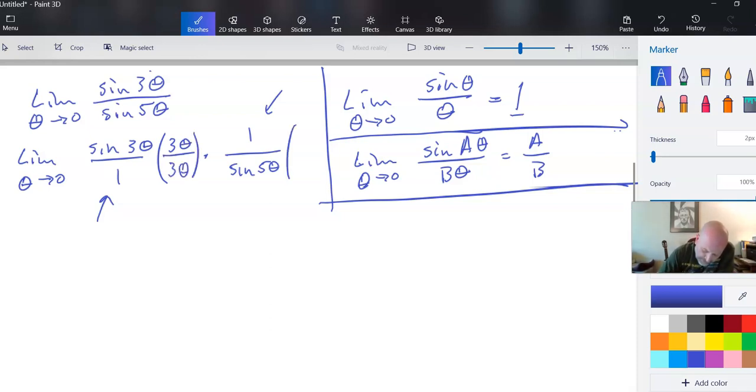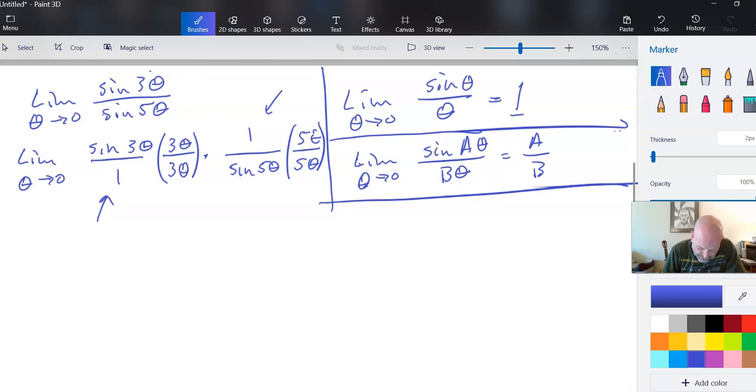And then over here, I'm going to multiply by 5 theta over 5 theta. Now, 3 theta over 3 theta is just 1. Right? It's just a 1. That's all it is, so it's not really changing anything. But now I can move this numerator and denominator around a little bit. Since all these denominators are being multiplied and all these numerators are being multiplied, I can move the factors around. And so that's what I'm going to do.